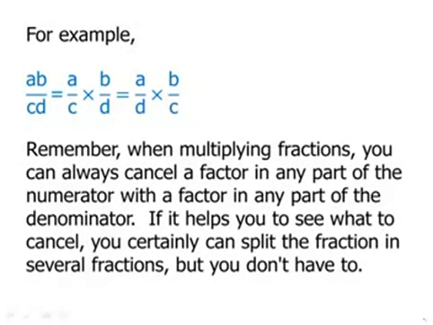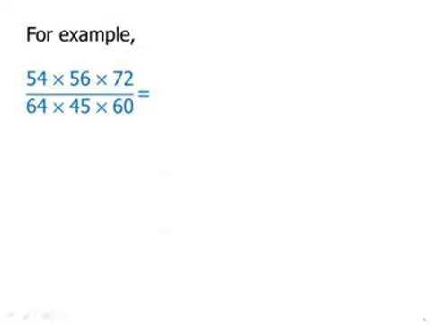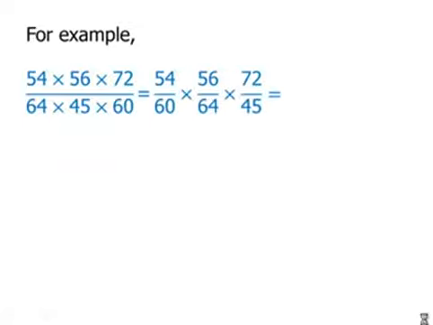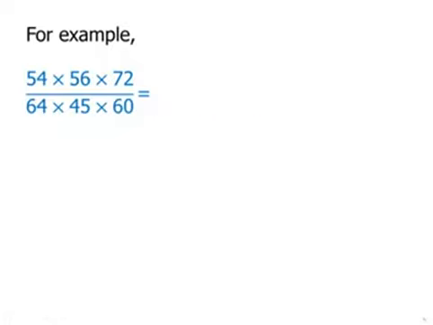If it helps you to see what to cancel, you certainly can split the fractions into several fractions, but you don't have to. So for example, suppose we had to perform this. This would be a horrible thing if we just multiplied out the numerator separately, multiplied out the denominator. This would be incredibly ugly. Instead, we're going to do some canceling. Now, we could write these as separate fractions, but we don't have to do that. We can just leave them as is and cancel in place. As long as we're remembering, we can cancel any part of the numerator with any part of the denominator.